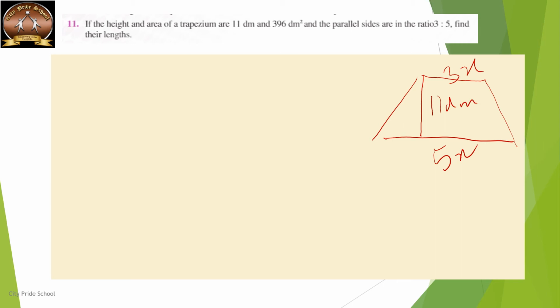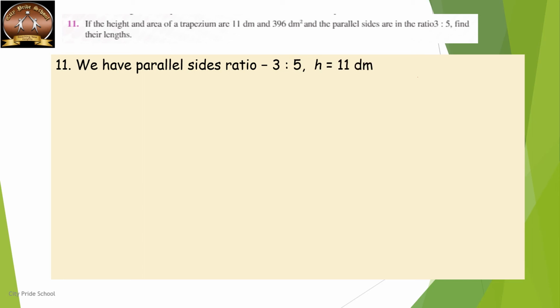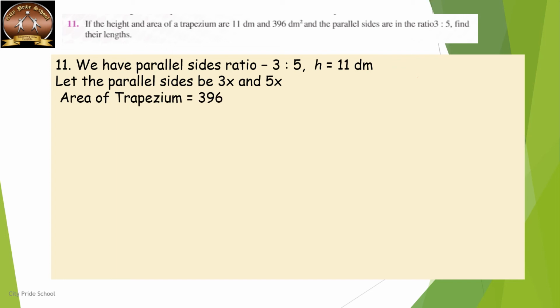So since the ratio is 3:5, we will take the length of the sides as 3x and 5x, where x is a constant of proportionality. So let us start with this problem. We have the ratio of parallel sides 3:5. Height is 11 decimeter and area is 396 decimeter square. So let the parallel sides be 3x and 5x, where x is a constant of proportionality.